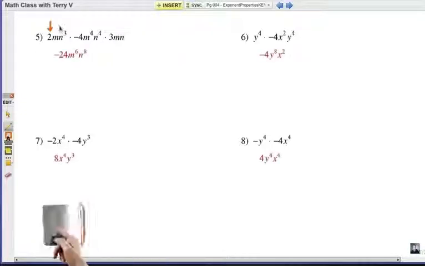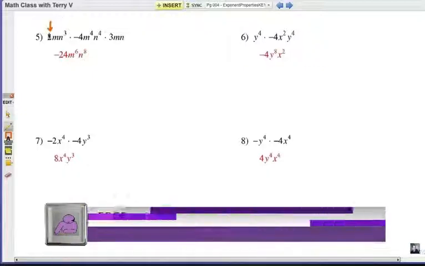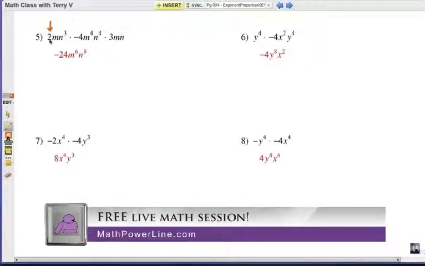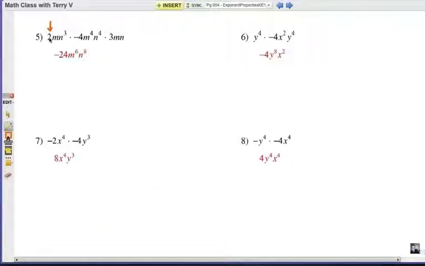You can see the answers for all these, but let's look at number 5 here. What I recommend is that you look at the number parts first. So that's what's called a coefficient. The coefficient of 2 times the negative 4 times the 3. And that's where I get negative 24.